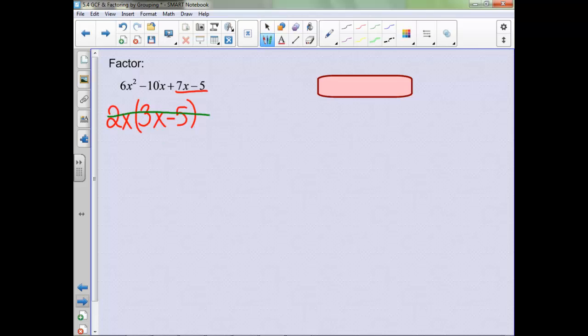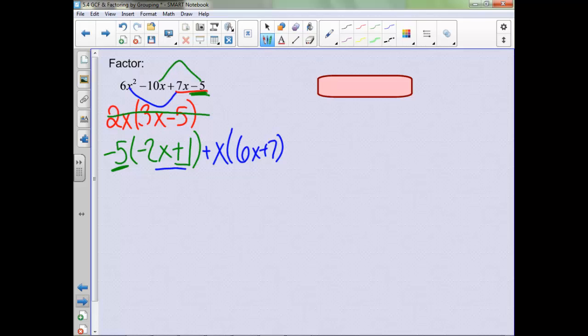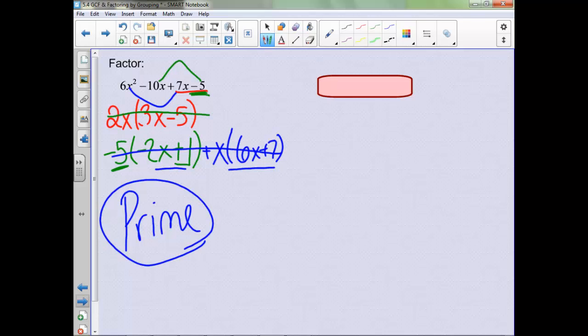What about if we did these two? And then, so let's start with taking a -5 out. We're left with -2x plus 1. Notice here we're dividing a -5 by -5, so it's a positive 1. And then when we group these two, we can take out an x, and we're left with 6x plus 7. Well, these still aren't the same, and those are their only options for grouping. So if this doesn't work, then it's prime again. If there's nothing we can do, we can't factor.